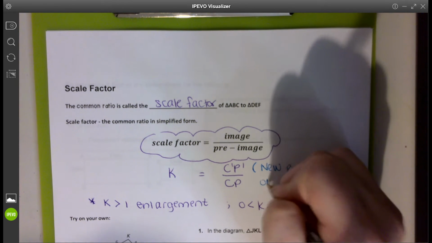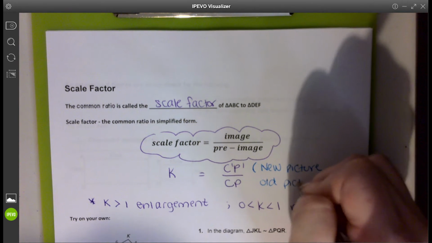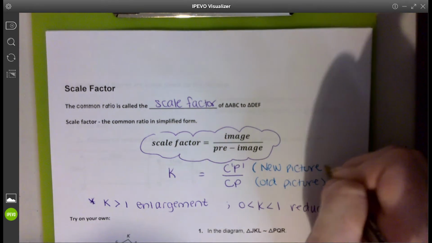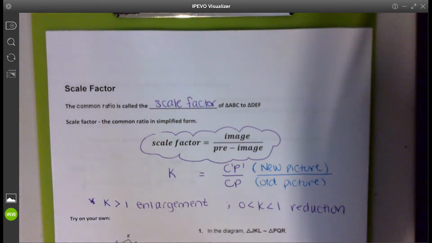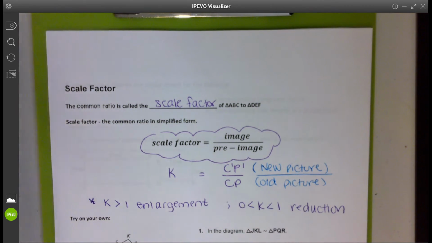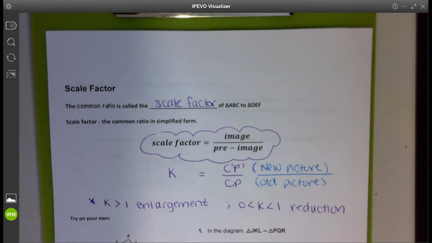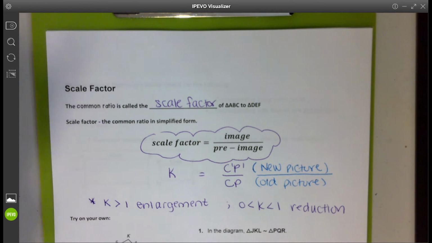Over our old picture. So that does matter. We have to pay attention to how we're reading it. And then the letter for scale factor is the letter K. All right. So let's look at the next example.